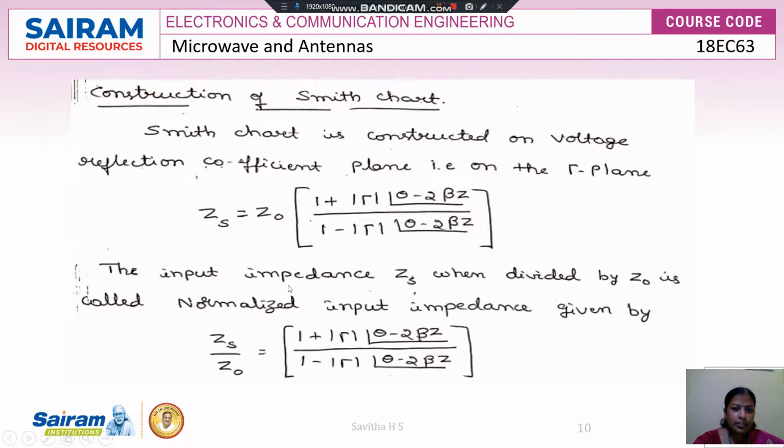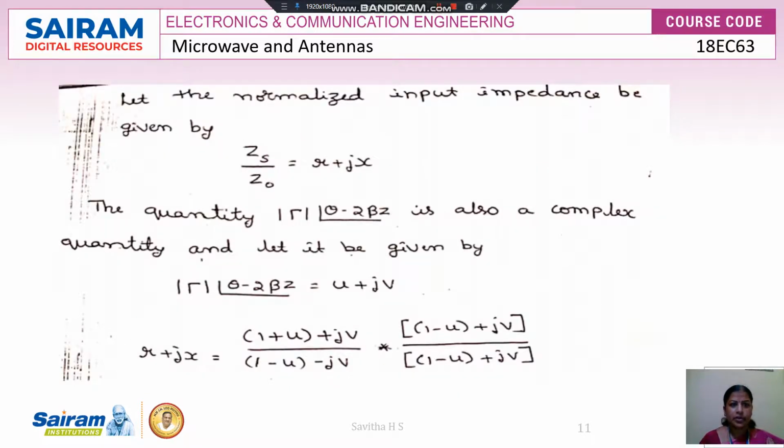I have written here the input impedance Zs; when divided by Z0, it is called the normalized input impedance. Now we are bringing this Z0 to the denominator. Zs by Z0 is equal to (1 plus reflection coefficient magnitude angle of θ minus 2βz) divided by (1 minus reflection coefficient magnitude angle of θ minus 2βz). So let us see the normalized input impedance.